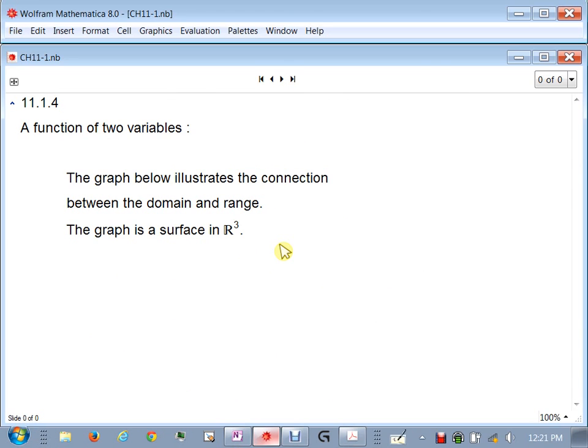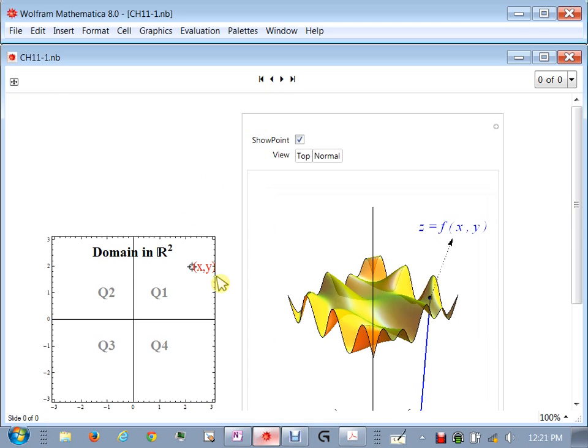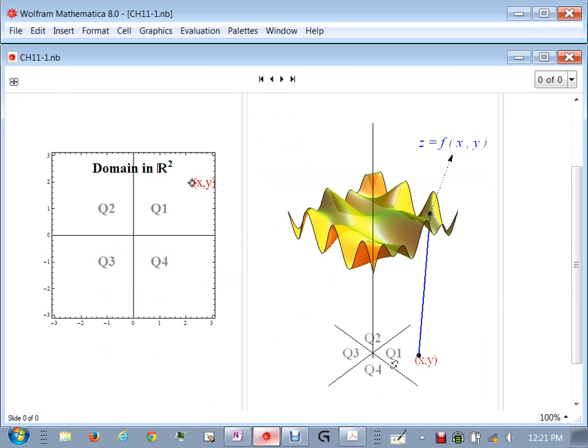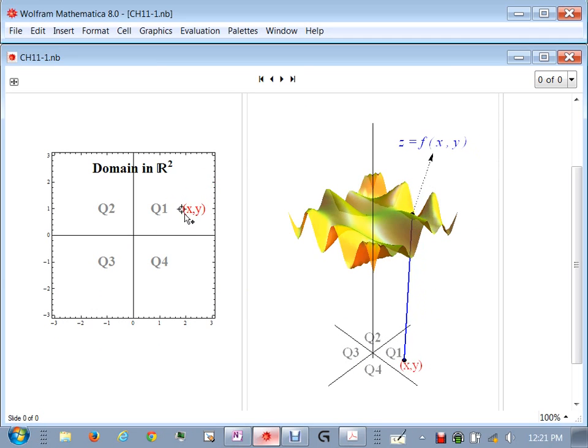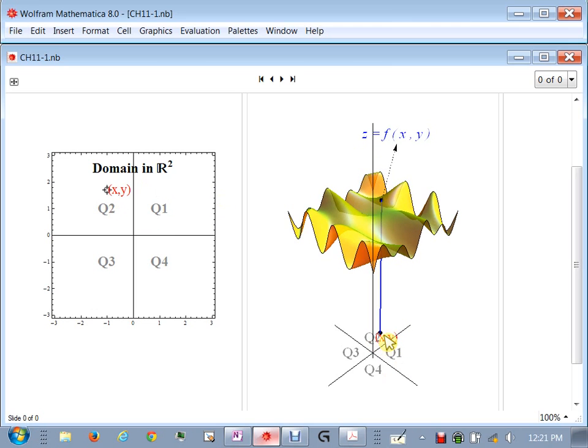All right, so the graph below illustrates the connection between domain and range. I was really just trying to do more that I could to let people understand. So the domain is on the ground, right? Here's my domain. If I move this point along, you can see which quadrant I'm in, and then how that gets mapped up to the surface somewhere, right? So this f of x, y is the z value. It's the height of the function off the ground. Questions?